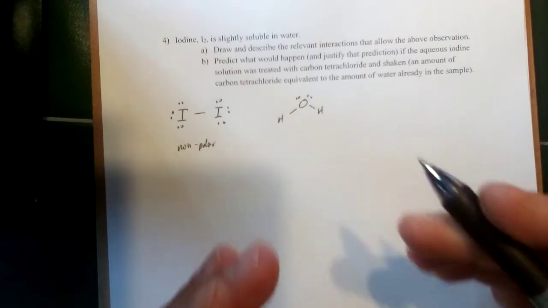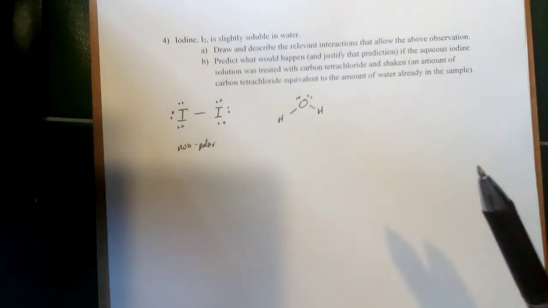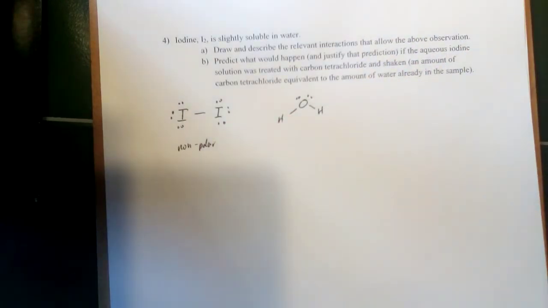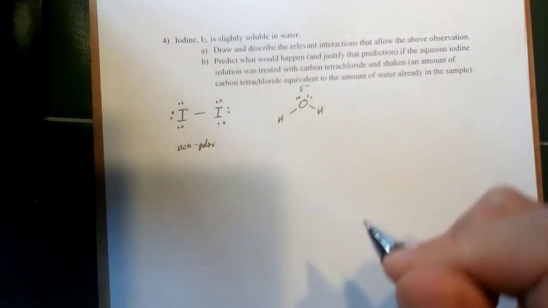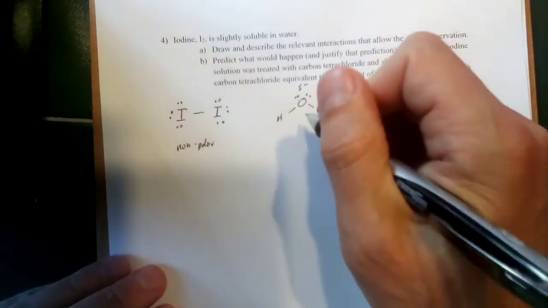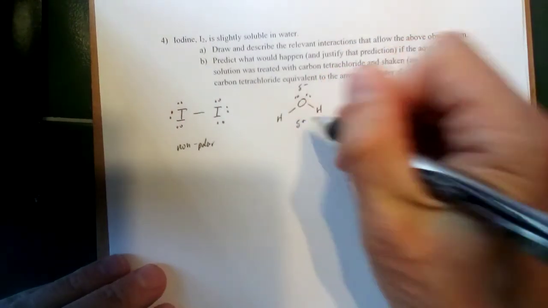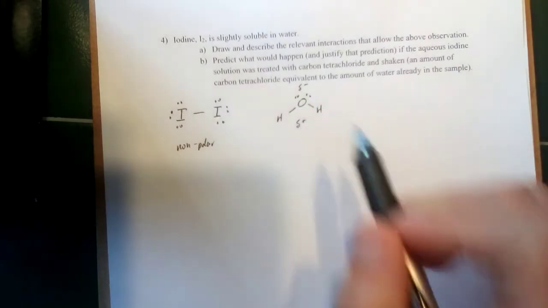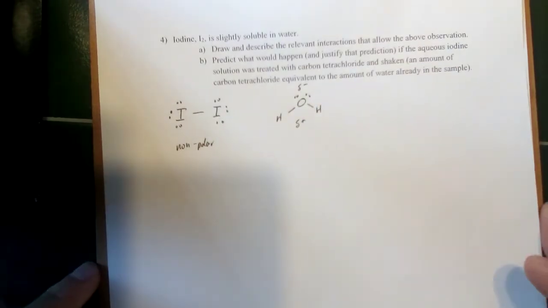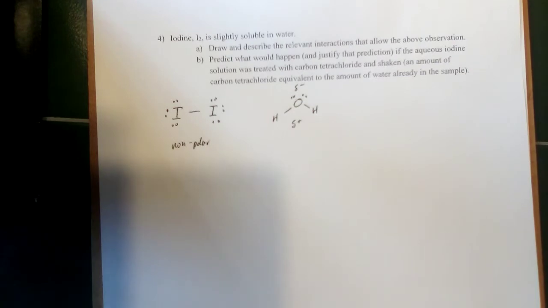But the reason we have to think about why iodine would dissolve in water is because water is polar. We said back up here, number 3, oxygen is bent. It's bent here in water as well. That means it's negative on the oxygen side, oxygen being more electronegative, pulling the electron density away from the hydrogens in terms of their shared electrons. And then it's positive on the other side of the molecule where the hydrogens are.